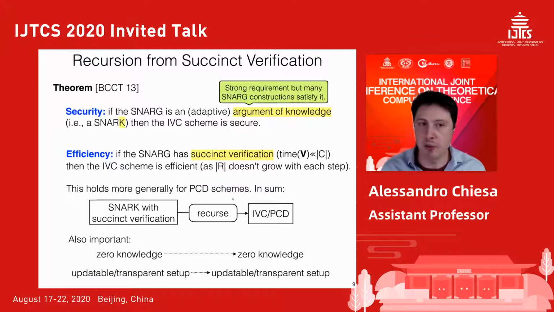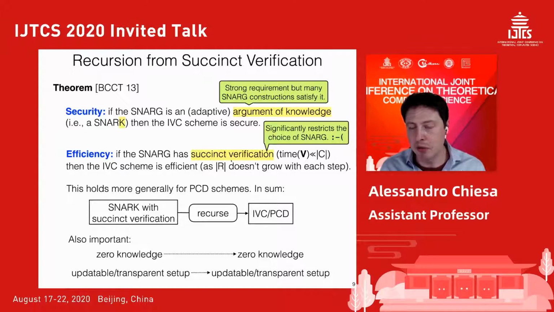Now, from a theoretical standpoint, requiring a snark to be an adaptive argument of knowledge is a pretty strong requirement. However, in practice, most snark constructions satisfy it rather easily. So it's not really a restriction. It's mostly an important theoretical consideration, but most constructions we care about already, you need to work a little bit, but you can fulfill this property.